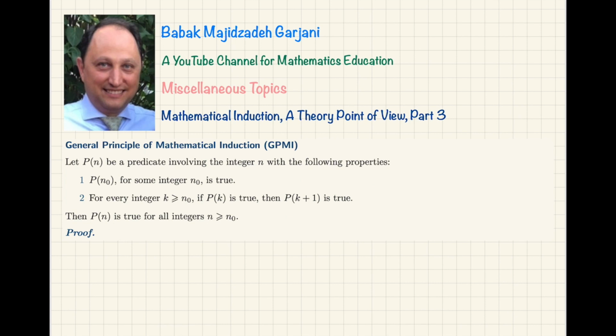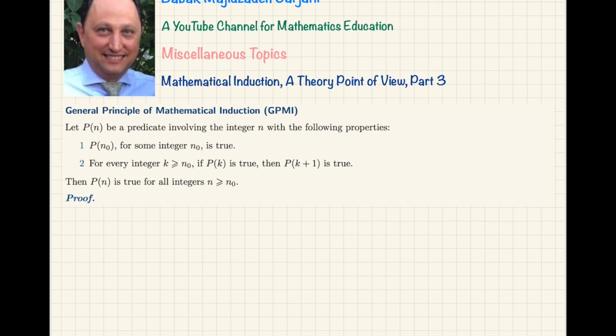So if I can do this, the only thing that I can infer from these two items is that p of n is true for all integers greater than or equal to this n node, the starting point. Okay, now let me present the proof of this, and then I will present a simple example to show how this will work in practice.